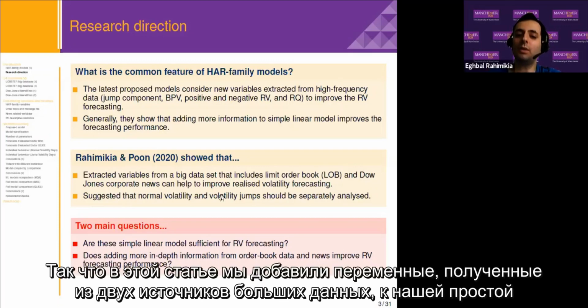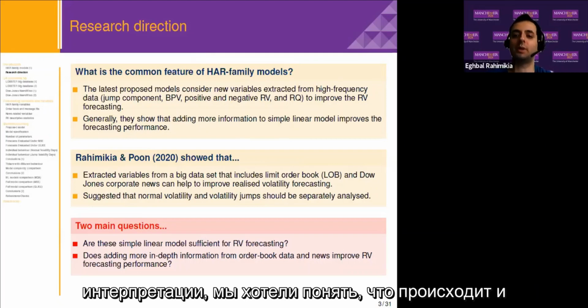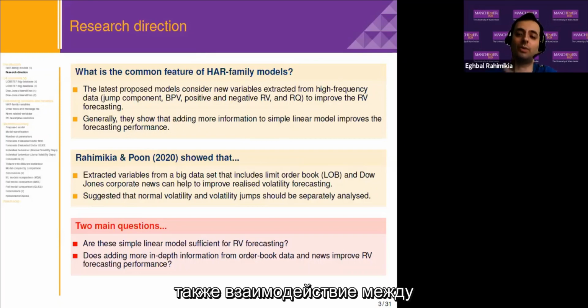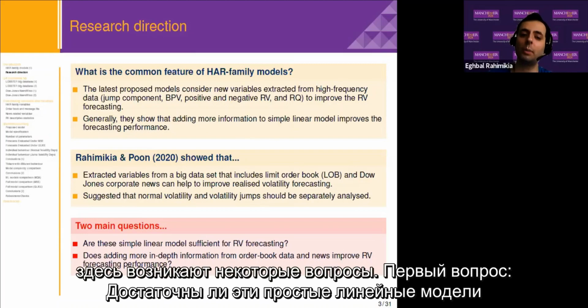In this paper, we added the variables extracted from these two kinds of big data environment to this simple model. We are not using a complicated model here because of interpretation. We wanted to understand what's happening in the model, what is the relationship or interaction between a variable extracted from limit order book data and the next day volatility. But there are some questions here.